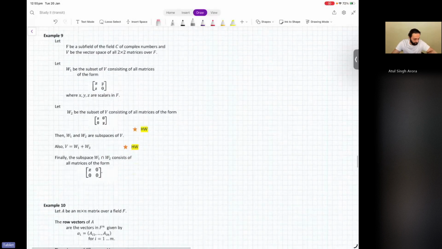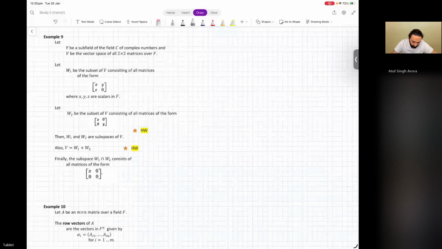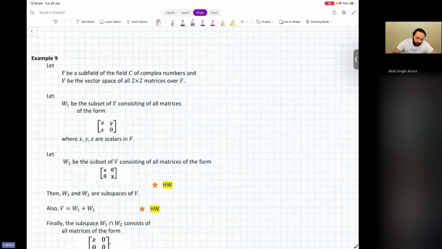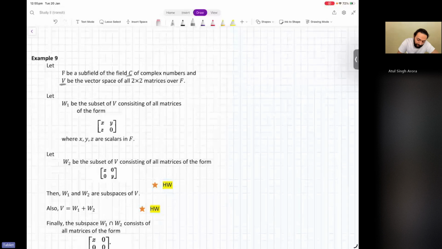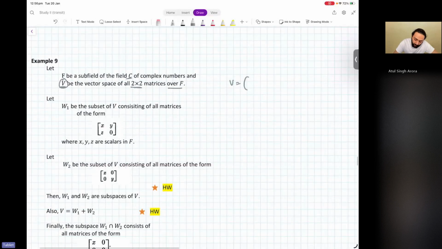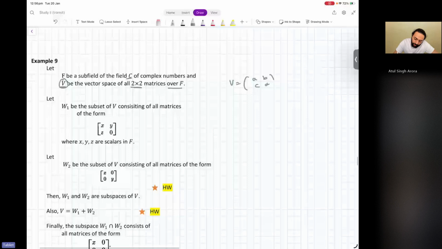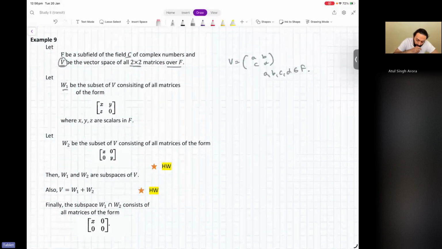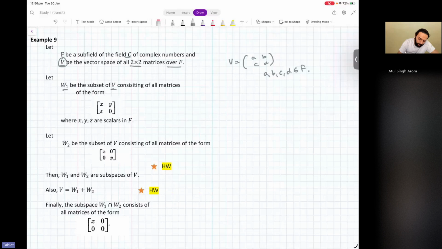So let's look at another example then. Maybe example 9. Example 9 says let F be a subfield of the field of complex numbers, and let V be the vector space of all 2 × 2 matrices over F. So V is just matrices (A, B, C, D) where A, B, C, D belong to F, right? Now let W1 be the subset of V consisting of all matrices of this form, where X, Y, Z are scalars in F.